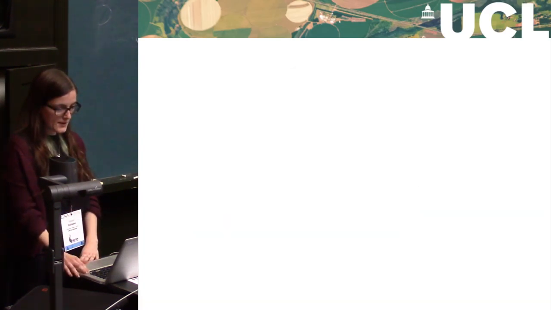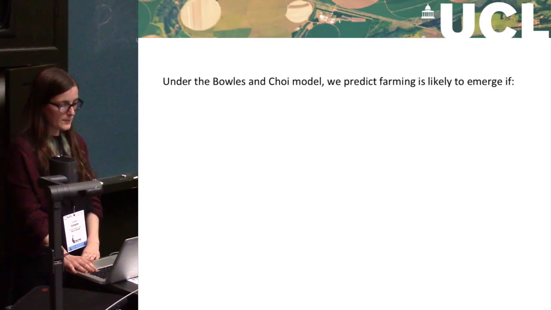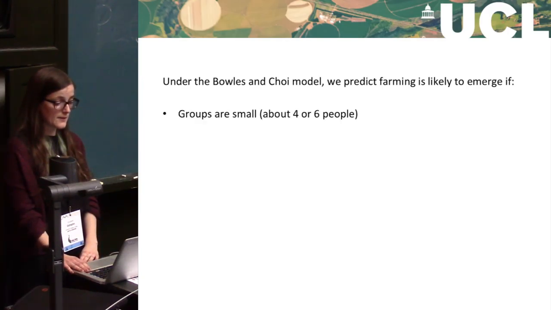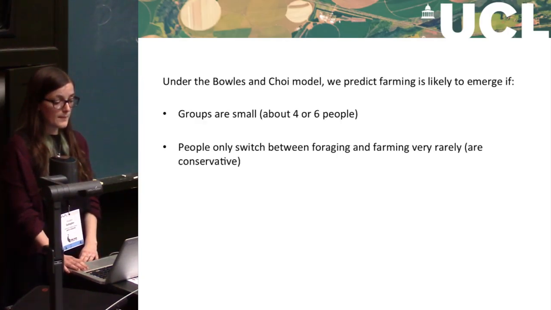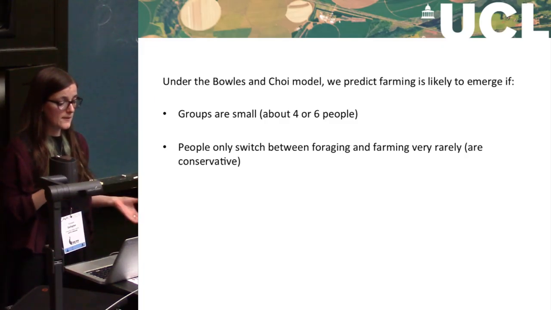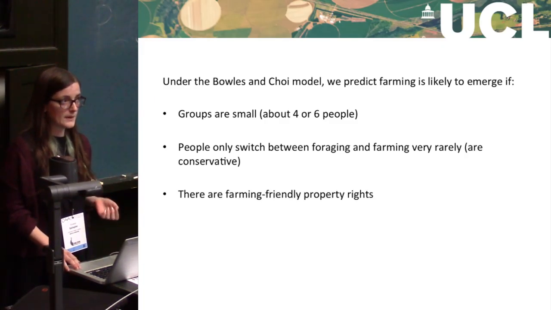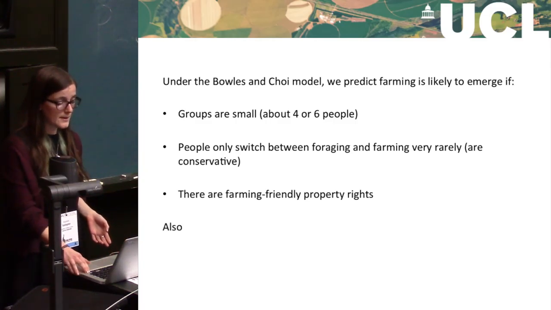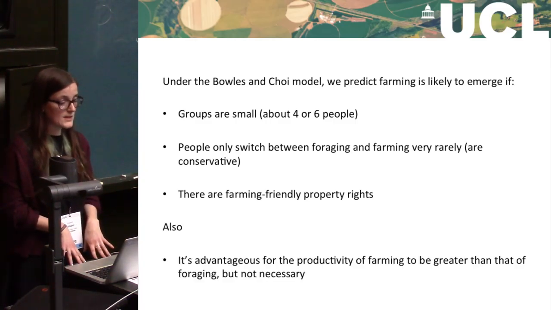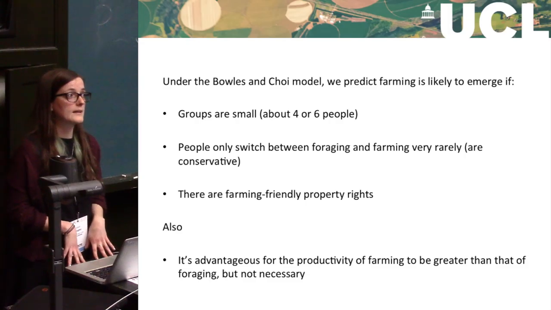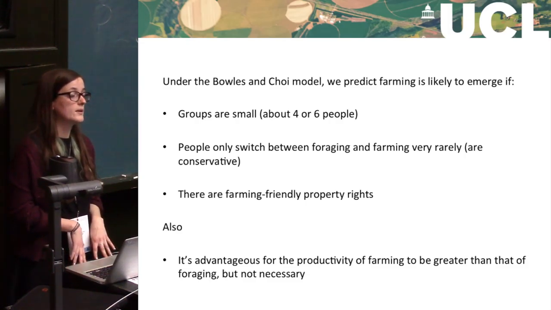So in conclusion, under their model, we predict farming is likely to emerge if groups are small. People only switch between foraging and farming very rarely. There are farming-friendly property rights. Also, it's advantageous for the productivity of farming to be greater than foraging, but not necessary.